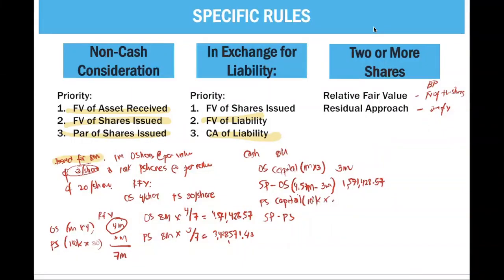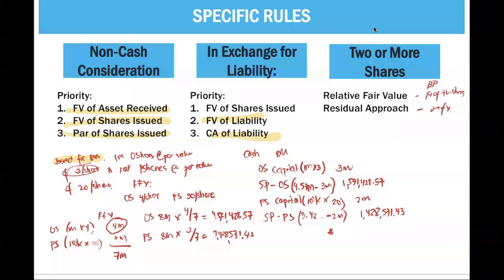Next, PS capital, how many shares? 100,000 shares. Par value is 20 per share, so that is 2 million. Now, to account for our share premium PS, based on the allocated 3,428,571.43 less the par value of 2 million, we have 1,428,571.43. Okay, so that is how your relative fair value works.